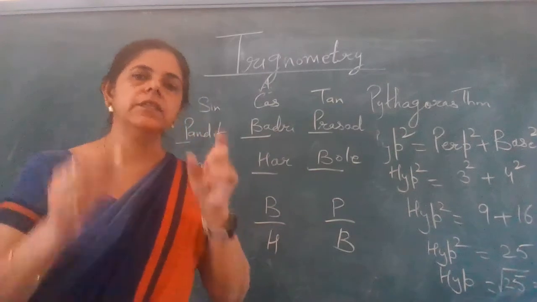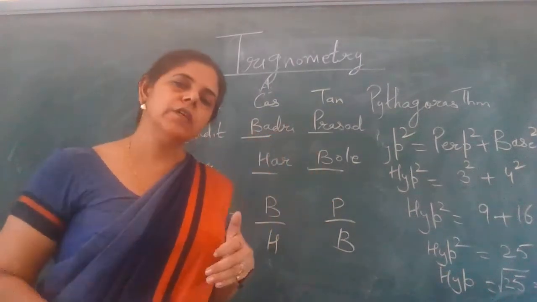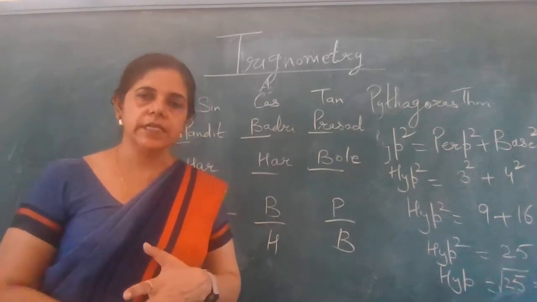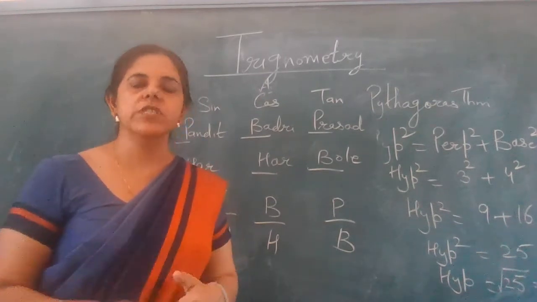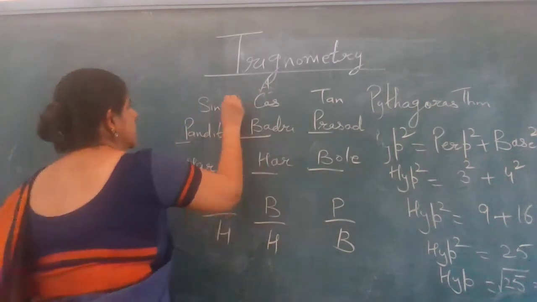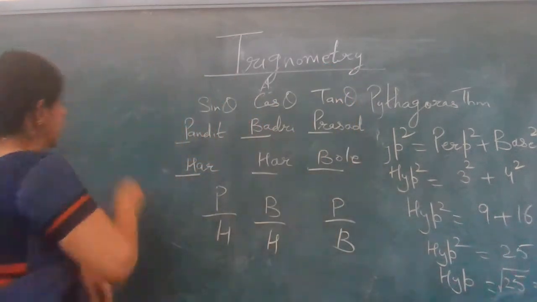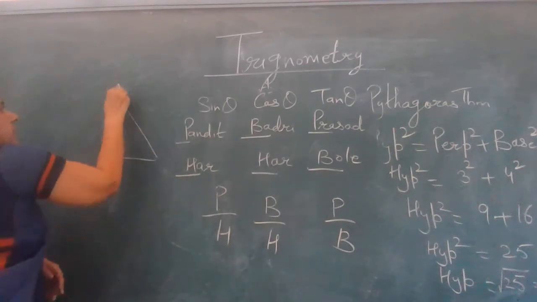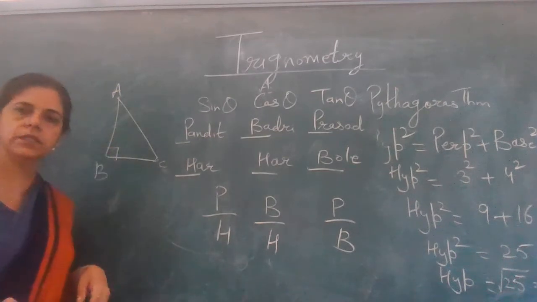Now we write theta with it, and theta here is the angle that we are talking about. You know that in a right angle triangle there are three angles, so depending upon that we are using those angles. Now let's see how these angles are found. This is our right angle triangle. I am writing here A, B and C, and this is our 90 degree.